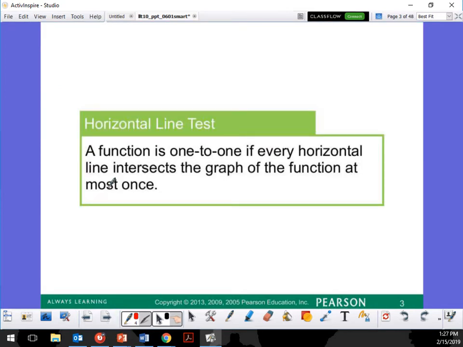One-to-one function: every horizontal line intersects the graph of the function at most once. Do you guys remember the vertical line test? This is the horizontal line test. If you draw a line this way, and you think about it, we have waves.